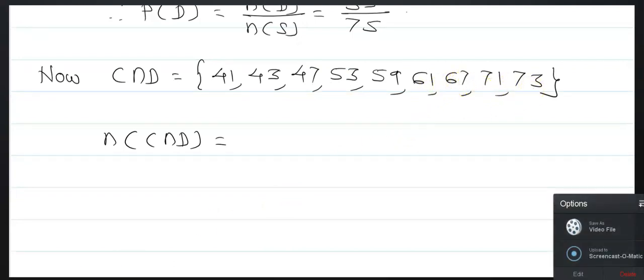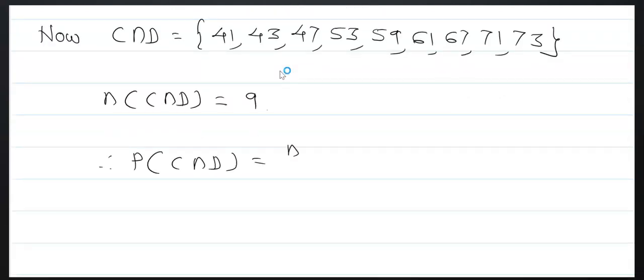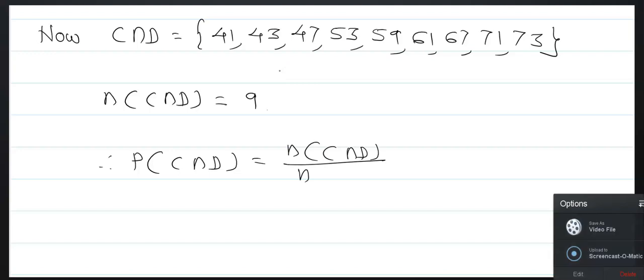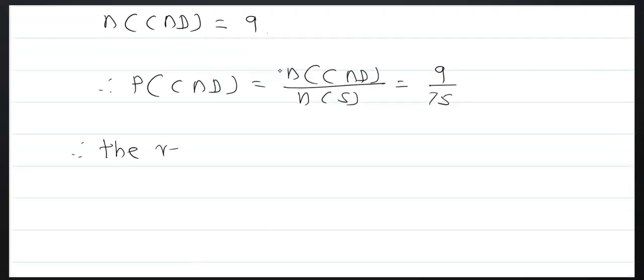71, 73. Therefore, n of C intersection D is equal to 9. Therefore, P of C intersection D is equal to n of C intersection D upon n of S, and that is equal to 9 upon 75.